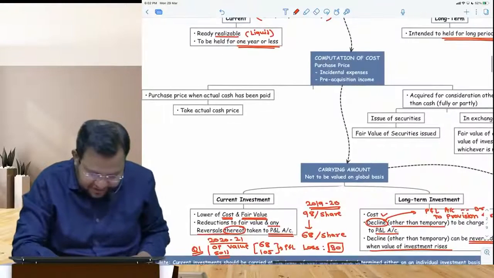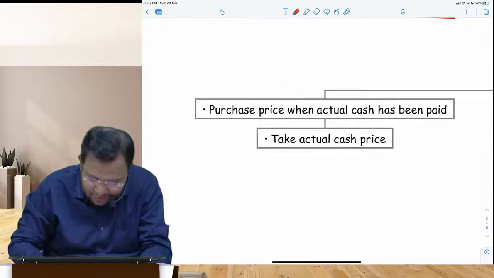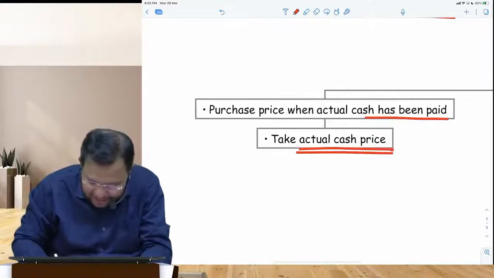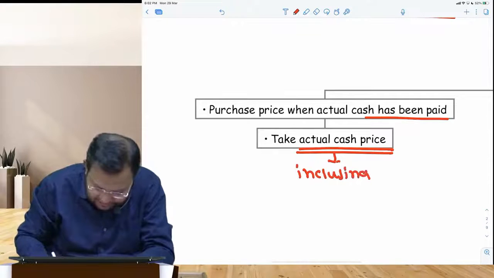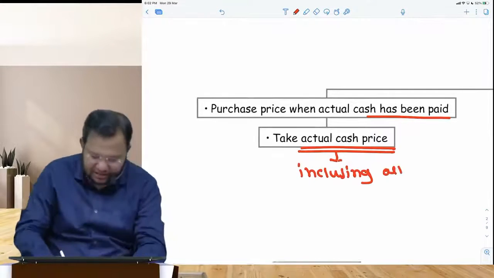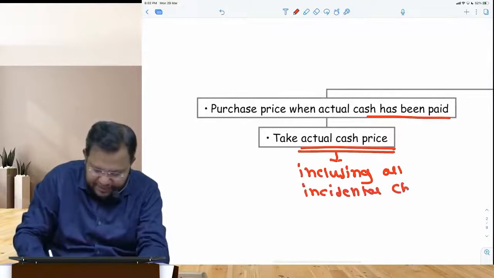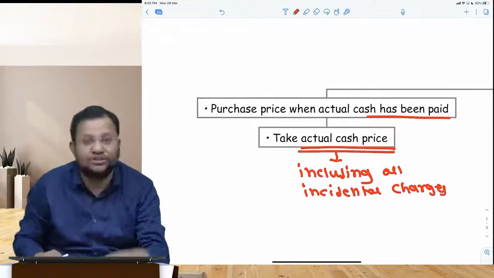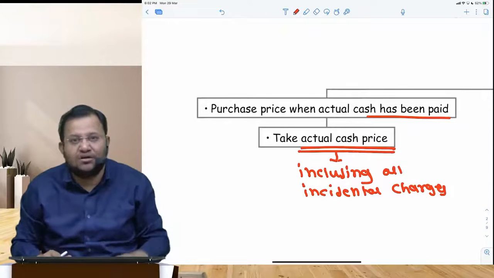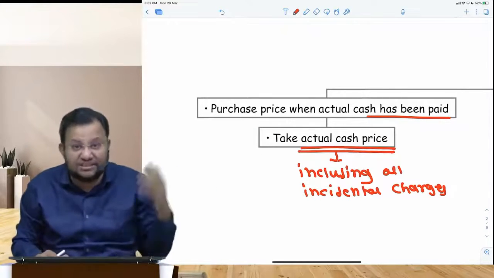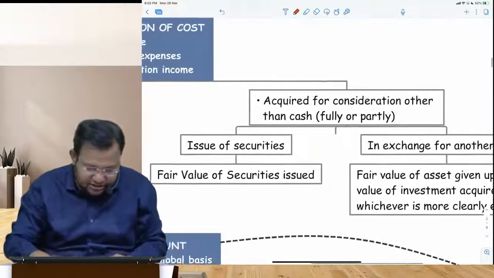What is the cost of investment? In case you paid cash consideration, the purchase price shall be the actual cash price that you paid, including all incidental charges that you paid for acquisition of the investment. So stamp duty, brokerage, securities transaction tax, stock exchange turnover fees, and GST on that, all of that shall become part of your cost.